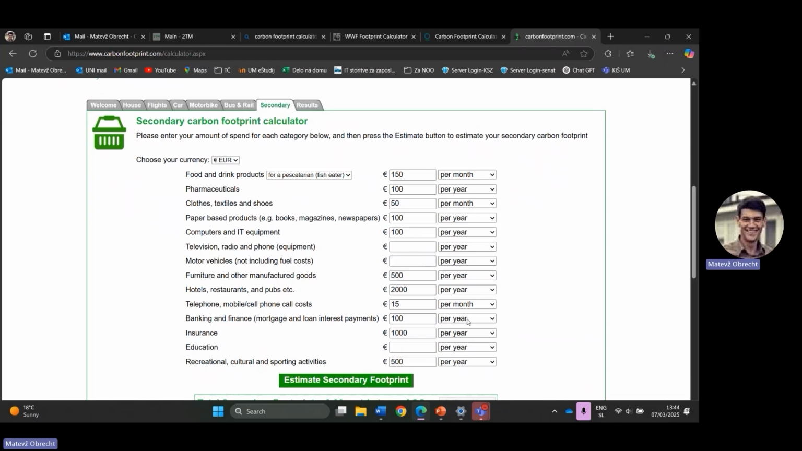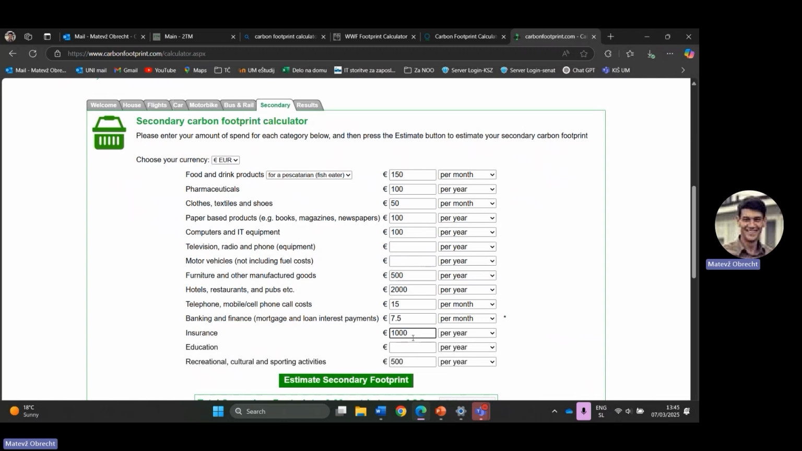Then we have banking and finance. We can do again 100 euros like some kind of evaluation, or we give it per month and we put in the exact number, I don't know, 7.5 euros, or how much you pay for monthly fee for banks and finances. Of course, students have free accounts and you don't pay anything, so you can put here also 0.